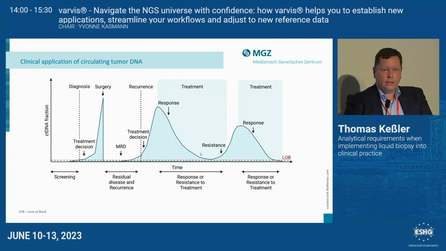And if you bring this back to the clinical picture, what you really want to have is a low limit of blank, because for patients that may or may not have minimal residual disease, it's really important to go down to very low allele frequencies to be sure if there is minimal residual disease within the boundaries of the assay or not.